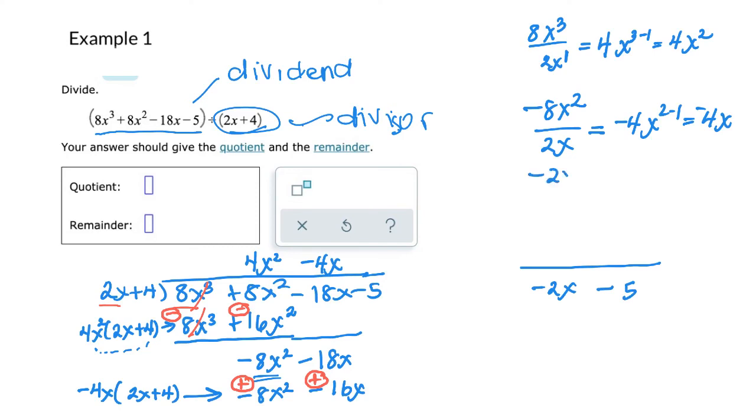I'm going to take negative 2x divided by 2x. The x's will cancel. Negative 2 over 2 is negative 1. So I'm going to write that negative 1 in the quotient. Then I'm going to take negative 1 times the divisor, 2x plus 4. So then I have negative 2x, and we're excited. The first term will cancel. Negative 1 times 4 is negative 4. And then I'll change the sign and add.